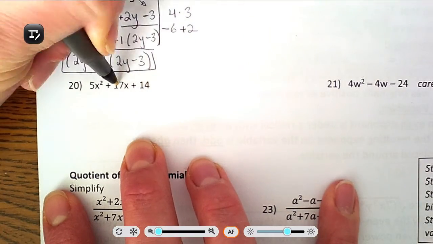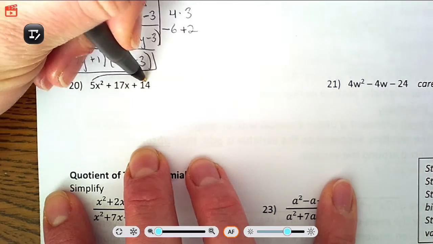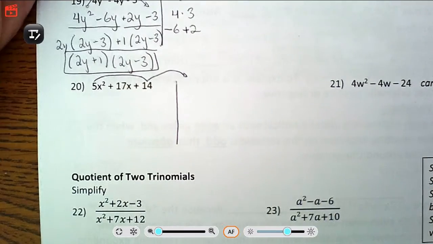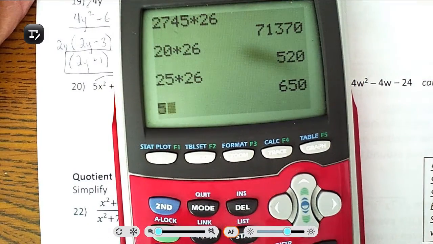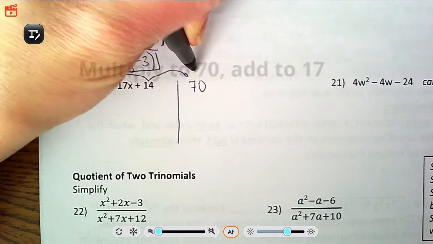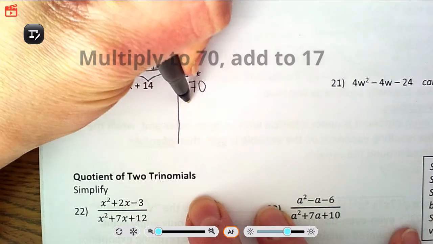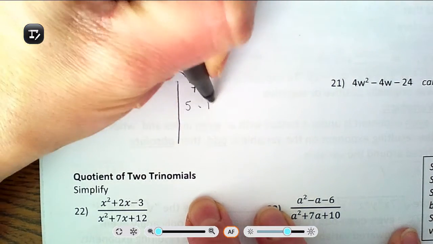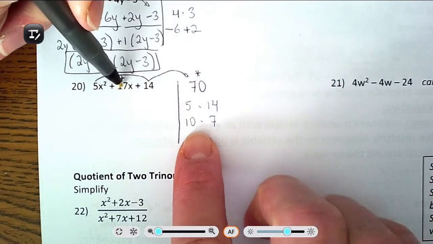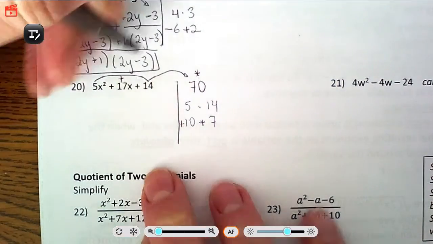Let's try this again. 5, 17, and 14, because of the 17, they cannot be GCF'd. Okay, 5 times 14 is 70. Find two numbers that multiply to 70 and add to 17. We can think of 5 and 14, or 10 and 7. I think 10 and 7 will do it. Okay, if they're both positive, then that will get us positive 17.